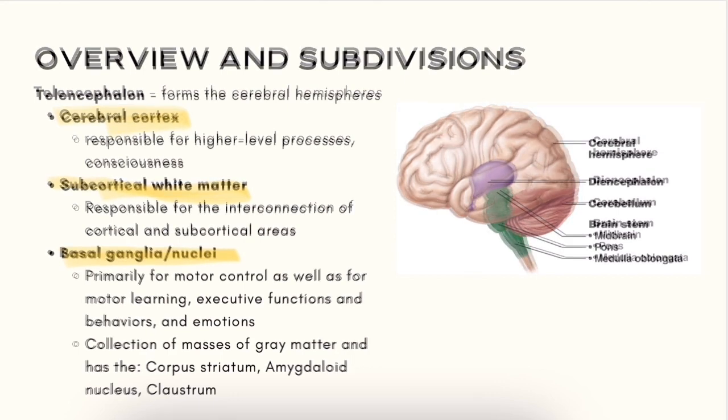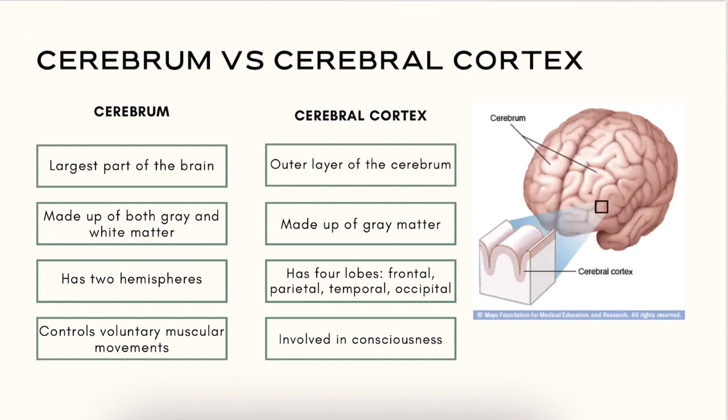and the claustrum. So you might be confused, what's the difference between the cerebrum and the cerebral cortex? Well, the cerebrum is the largest part of the brain, so the entire thing here, that's your cerebrum right there. Now, the cerebral cortex is the outer layer of the cerebrum, if you can see the picture right here. So this is essentially your cerebral cortex. Your cerebrum is made up of both gray and white matter. Your cerebral cortex is made up of gray matter. Your cerebrum has two hemispheres. However, your cerebral cortex has four lobes, our frontal, parietal, temporal, occipital. So the cerebrum controls voluntary muscular movements, and your cerebral cortex is involved in consciousness.